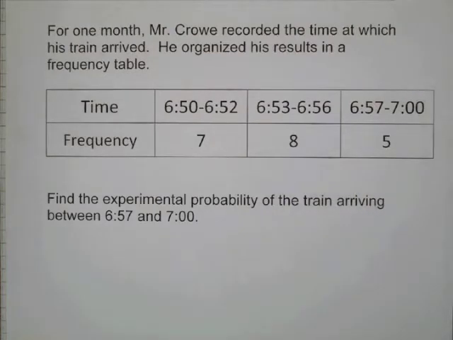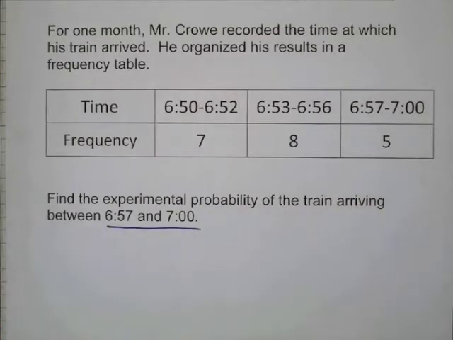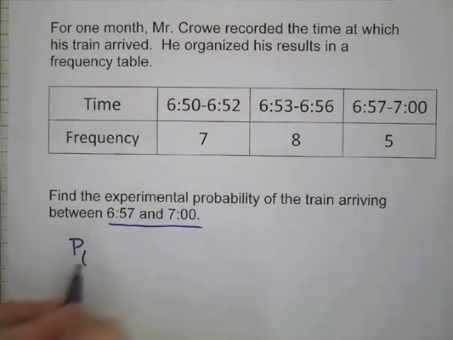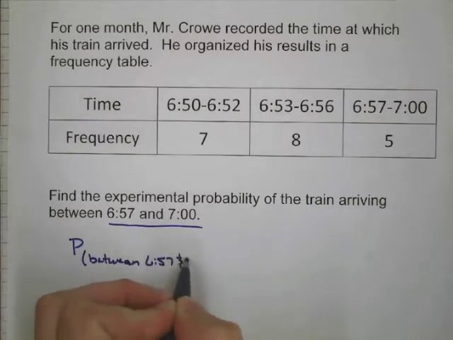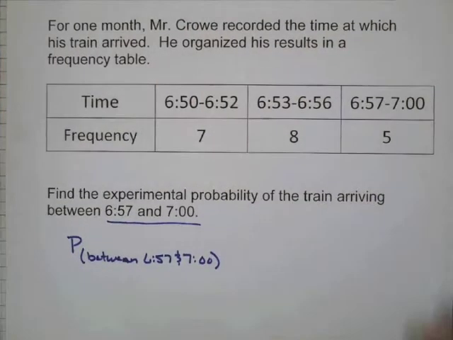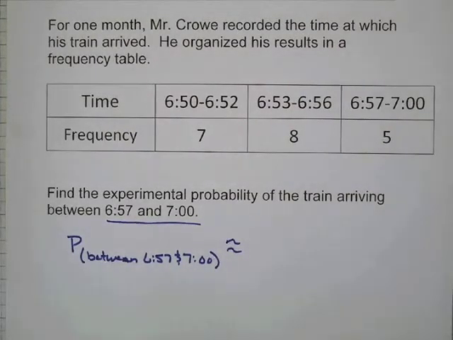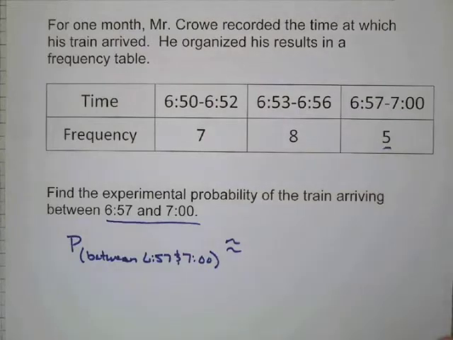So we want to know the experimental probability of the train arriving between 6:57 and 7 o'clock. I could write that as P of between 6:57 and 7 o'clock. This is the outcome I'm specifically looking for. P indicates probability. So remember, it's the number of times that event happens out of the total number of trials. So 6:57 to 7 o'clock, the train arrived 5 times.